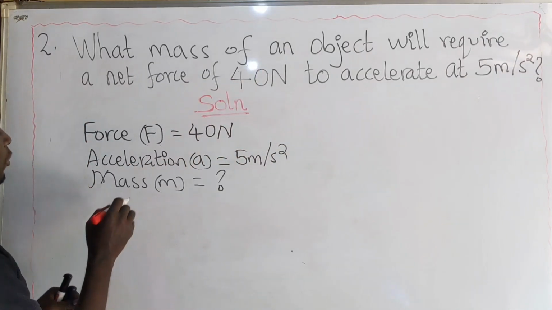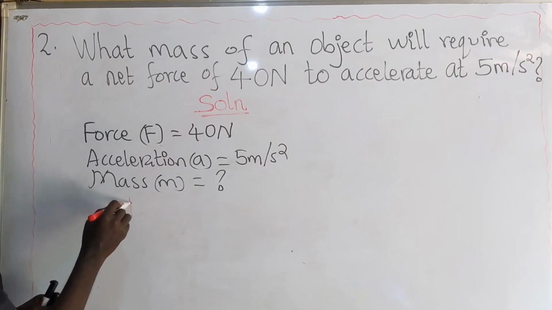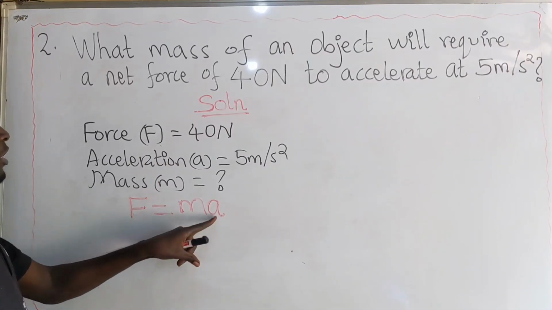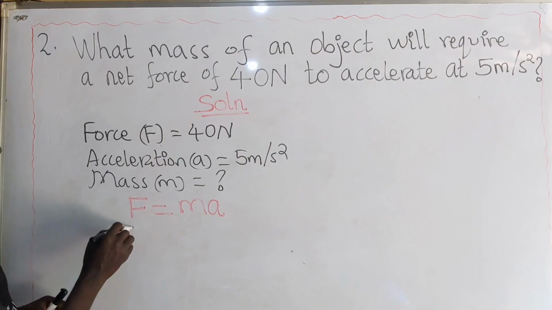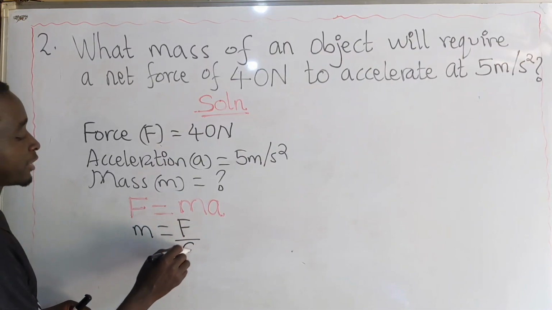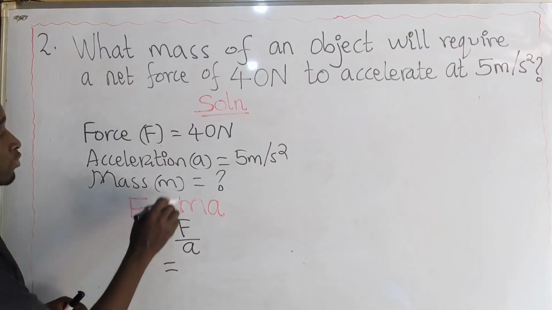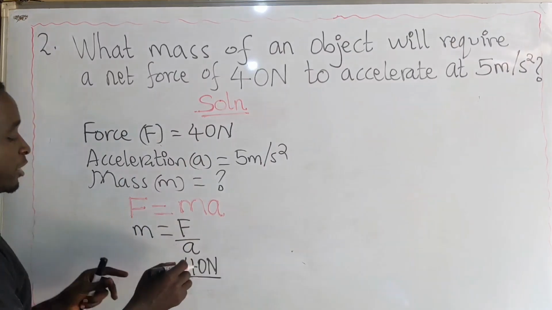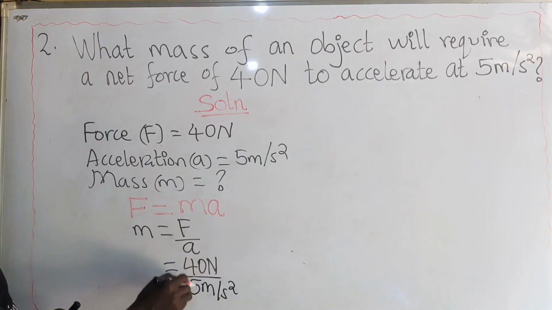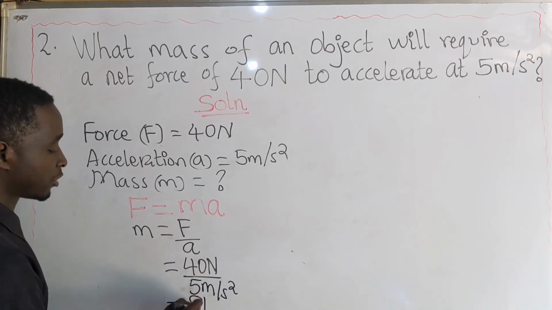From Newton's second law of motion, we are told that force is equal to mass times acceleration. To get mass, mass will be equal to force divided by acceleration. This will be equal to the force we have, 40 Newton, divided by an acceleration which is 5 meters per second square. 40 divided by 5, we get 8. Now the mass will be 8 kilogram.